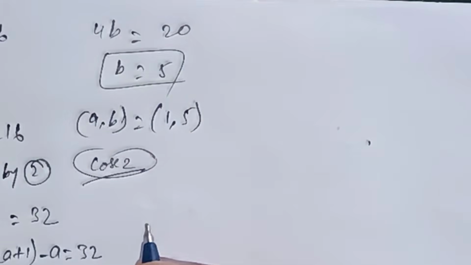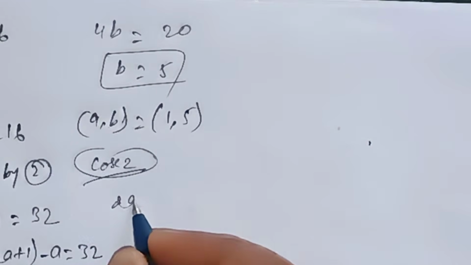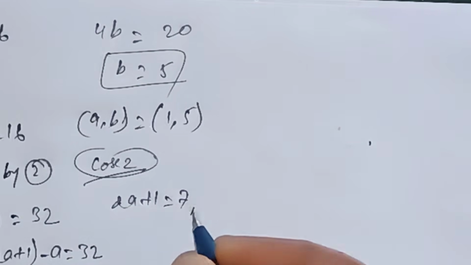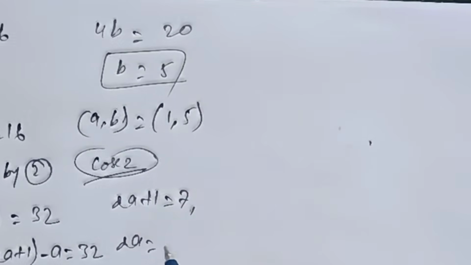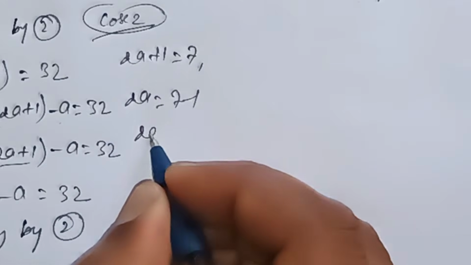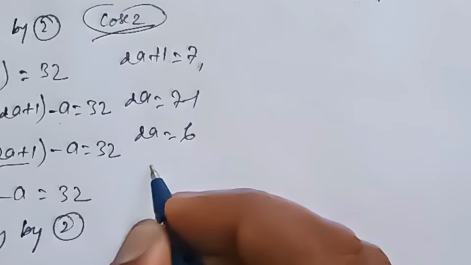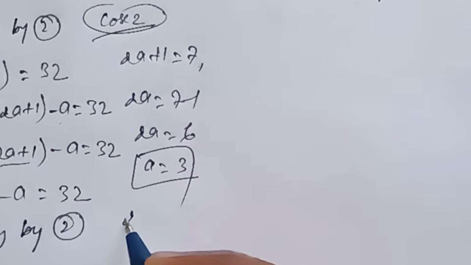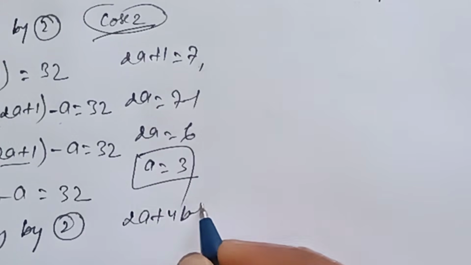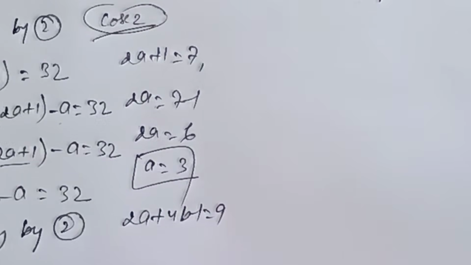Case 2 is telling that 2a plus 1 is equal to 7. Therefore, 2a is equal to 7 minus 1. 2a is equal to 6. Therefore, a is equal to 3. Here, 2a plus 4b minus 1 is equal to 9.